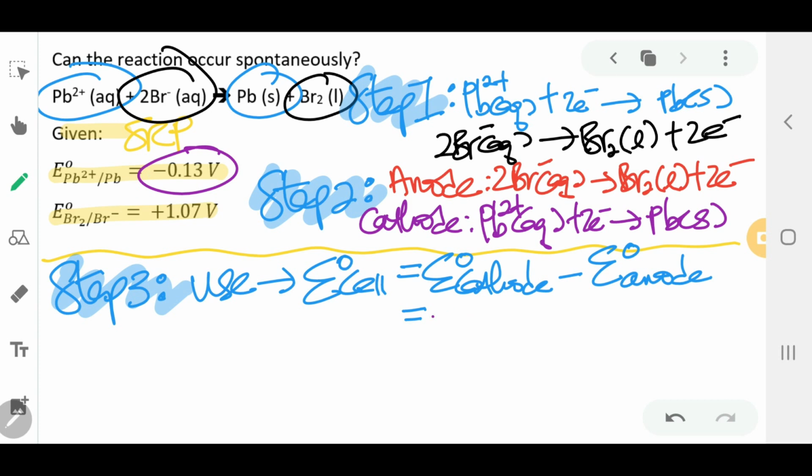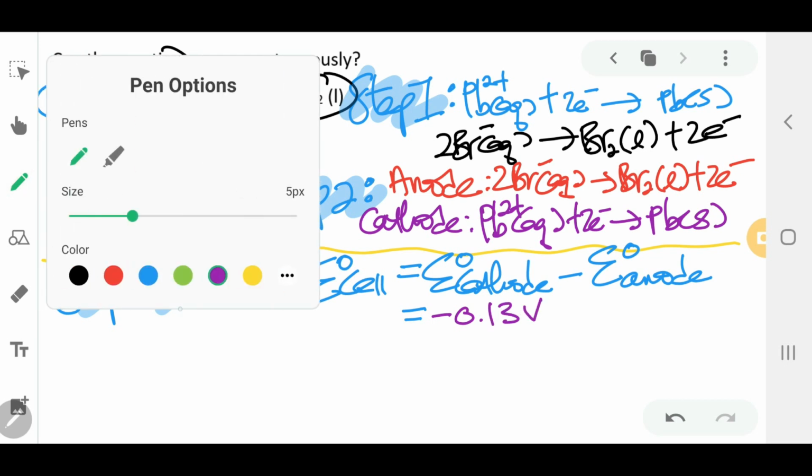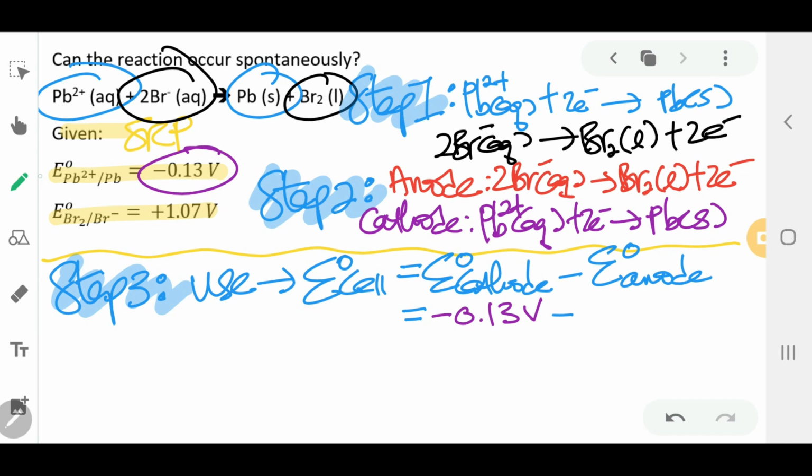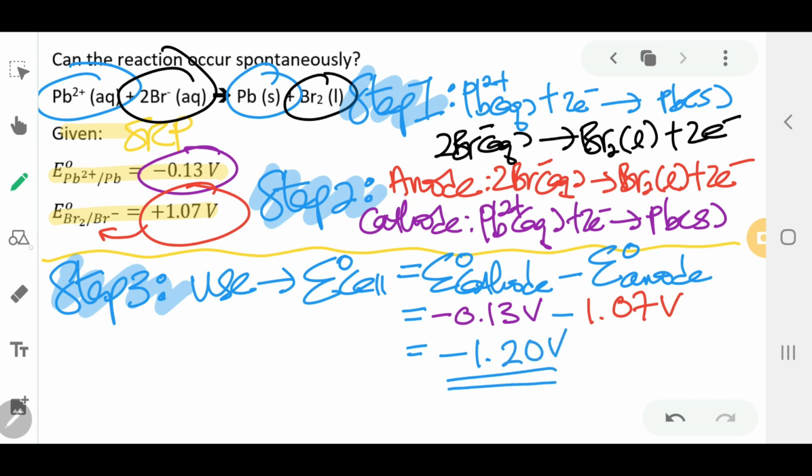So you have negative 0.13 volts minus, your anode is right here. Okay, for that one, you have 1.07 volts, and therefore the value is negative 1.20 volts. So you have a negative value.